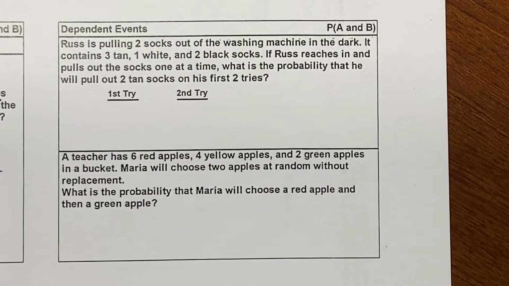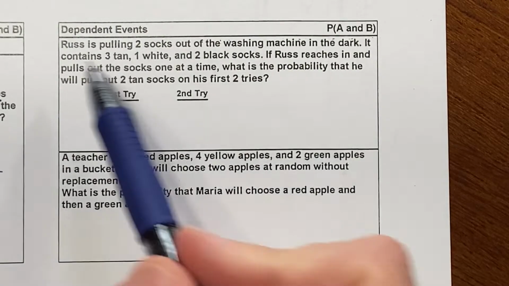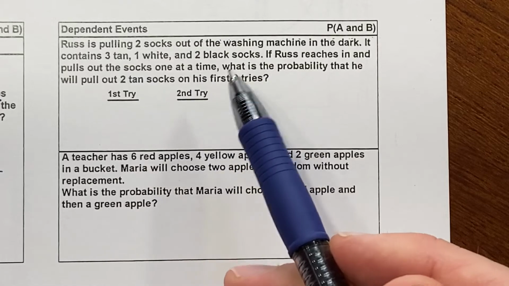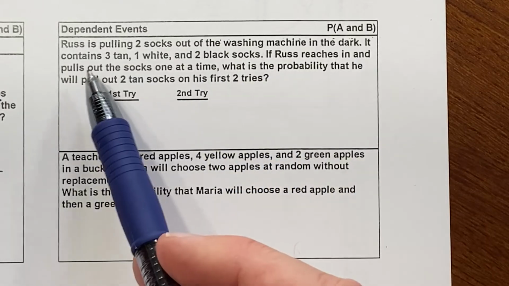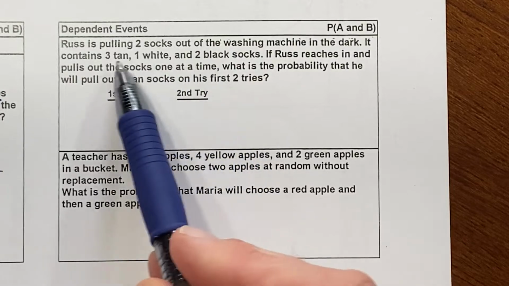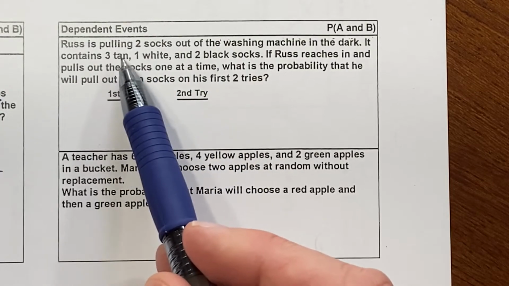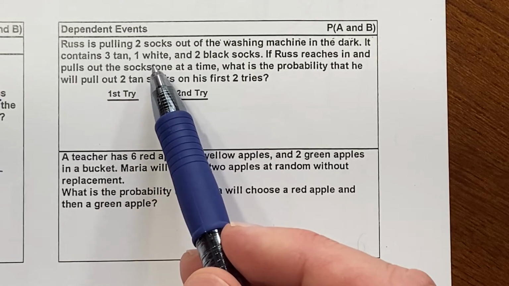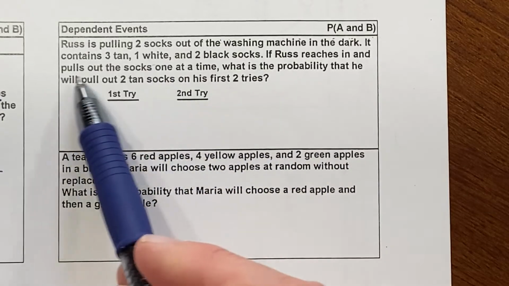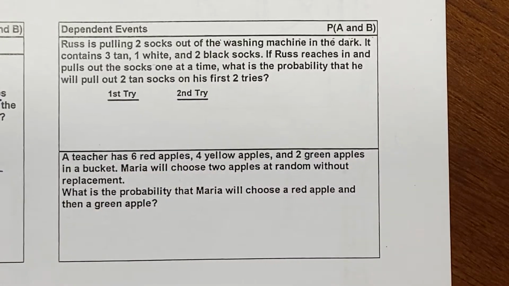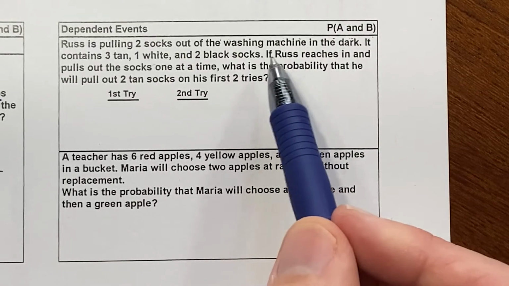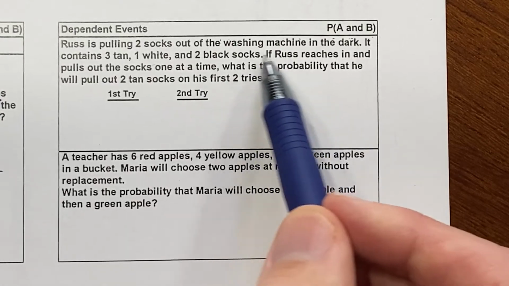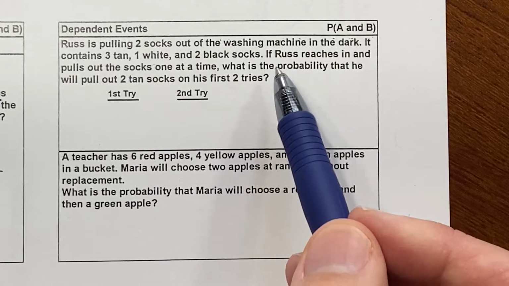There's some problems with this problem too. First of all, why doesn't Russ just cut on the lights? Can't he just cut on the lights and say, oh yeah, this is a tan sock, this is a white sock? No. Okay. The next problem is the variety of socks. There are only 3 tan. Where's the 4th one? Where's the second white one? I don't know. The next thing is, if he reaches in and pulls out socks one at a time, he's taking them out and putting them on out of the washing machine, not the dryer. He's taking socks out of the washing machine and now he's squishing around in these wet socks like a moron.